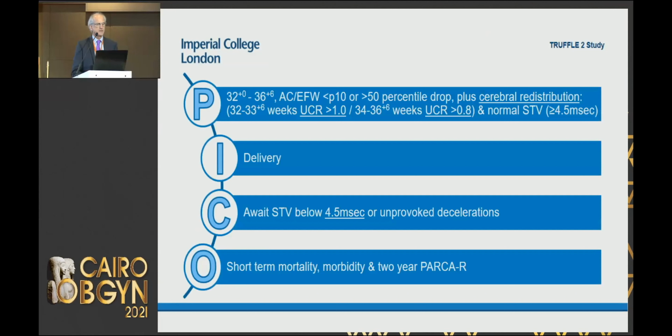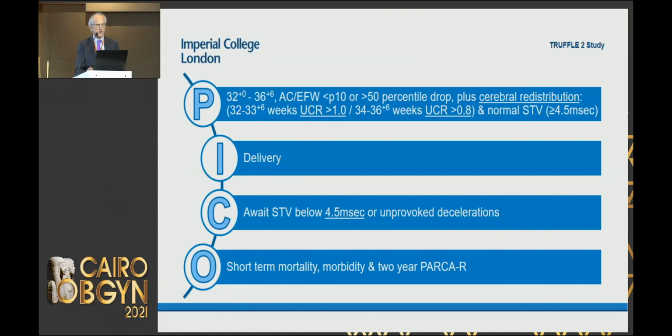And the PICO is as follows: recruitment between 32 and 36 weeks plus 6 days, plus cerebral redistribution or a fall of more than 50th percentile drops will be the reason for, or the indication for, delivery in the study group, according to the UCR ratio, different between 32 and 33 weeks, and then 34 and 36 weeks, of course. The intervention is delivery.